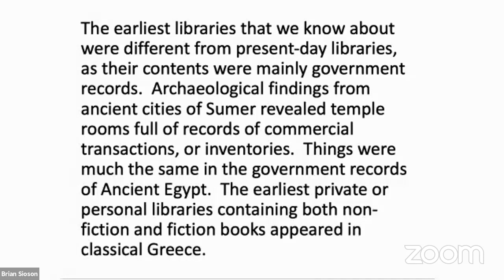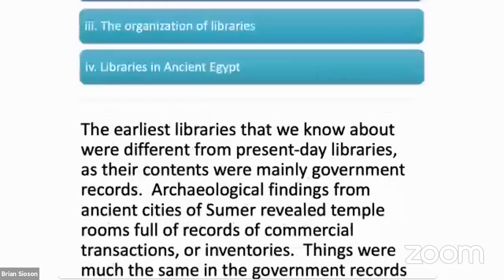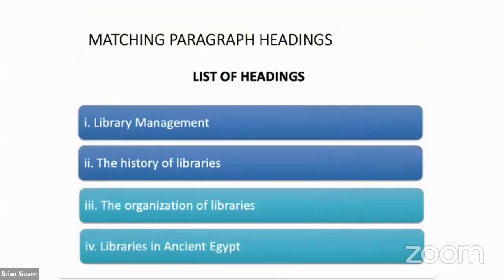We do have information about historical findings in ancient cities of Sumer, in Egypt, and also in Greece. So perhaps we also have an entire history in here explained in the passage. So 2 is a possible answer.